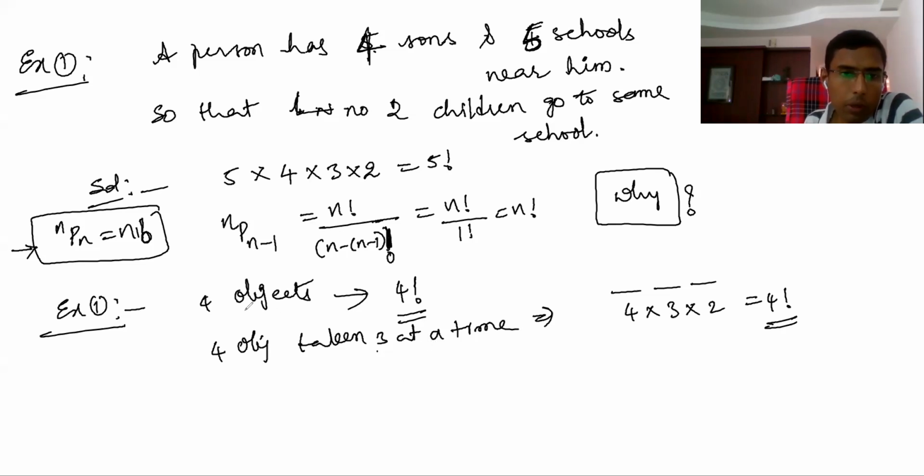So therefore, the number of permutations of, let's say, 5 different objects taken all at a time is 5 factorial. Here in this case I have taken 4 different objects, taken 3 at a time, which is also 4 factorial. That also you notice. Okay, so here now we have some textbook examples.